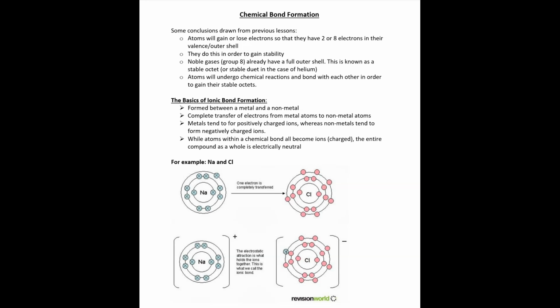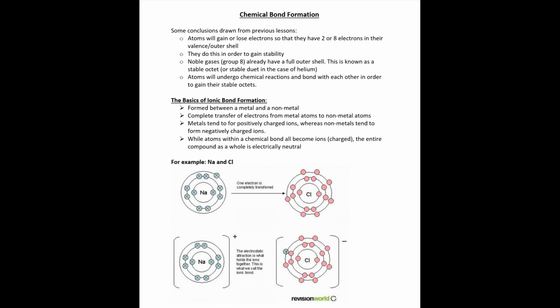Basically we know now that atoms will gain or lose electrons so that they have a stable configuration of electrons in their outermost energy level, or their valence level. The reactivity of elements is basically influenced by the arrangement of their valence electrons, and they react in order to gain stability.